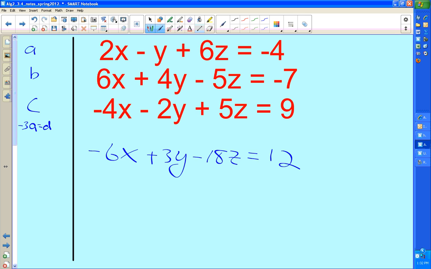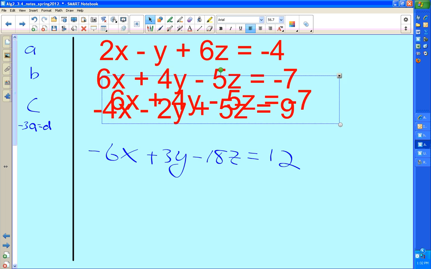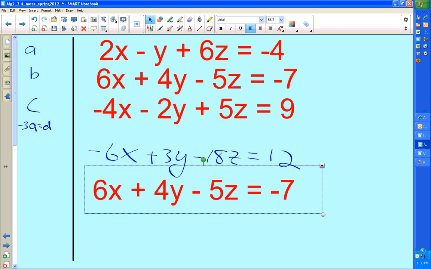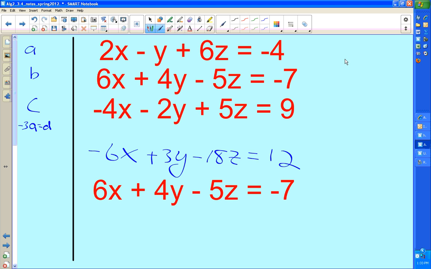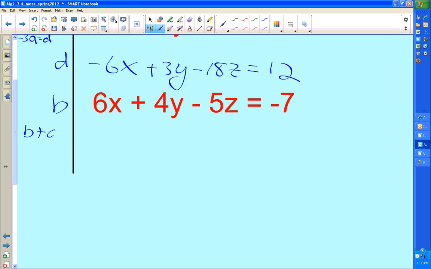Notice that the second equation already has a 6x in the x spot. So now I have opposite coefficients. So this is equation B right here. This is equation D right here. I'm going to go ahead and add equation B plus D and get E. The x's are gone. We have 7y minus 23z is equal to 5.